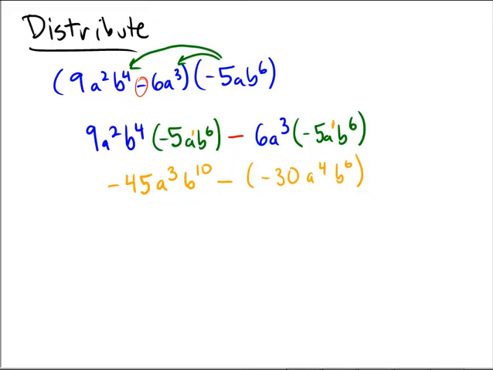So the final answer to this problem should be negative 45a cubed b to the 10th, minus a negative is going to be a plus sign, 30a to the fourth b to the sixth. And that should be our final answer for this problem.